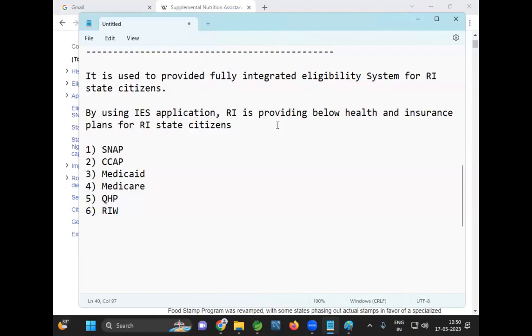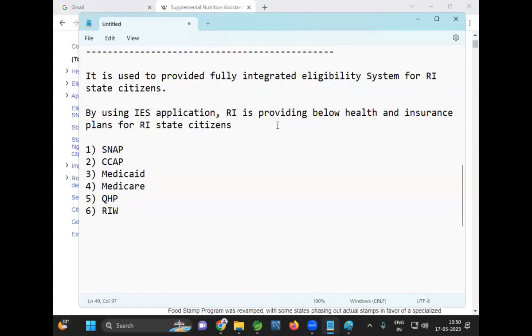What is the meaning of eligibility? Matching the condition. What is your family income? What is your kid's age? What is your property status? What is your monthly income? Based on several conditions, they will decide which family is eligible and which family is not eligible.